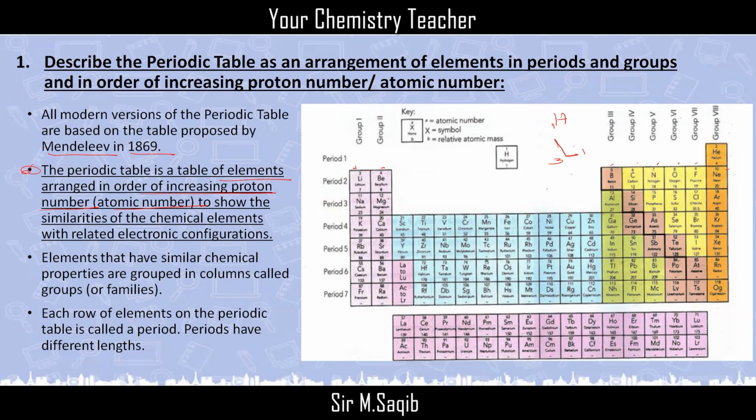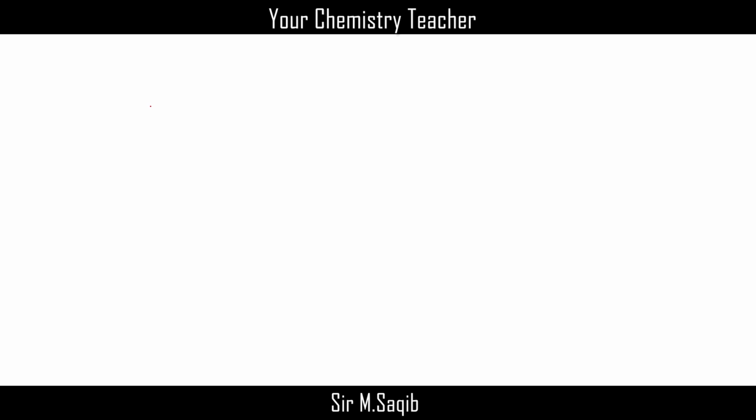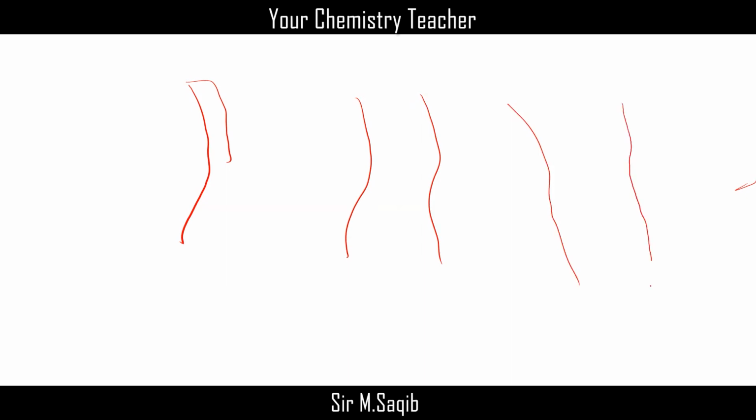In this periodic table, we have rows as well as columns. So I'm just telling you what rows and columns are. In this periodic table, there are vertical columns like this. This is a vertical column, this is a vertical column, and this is also a vertical column. So we have vertical columns.